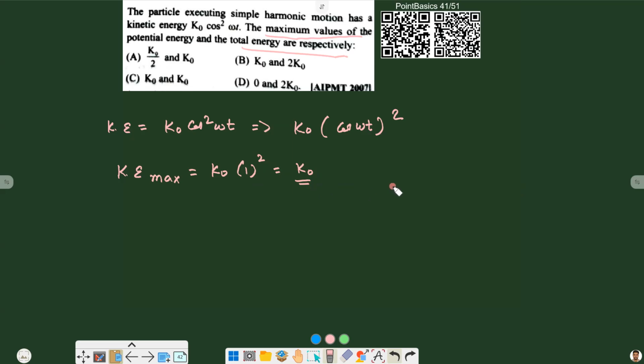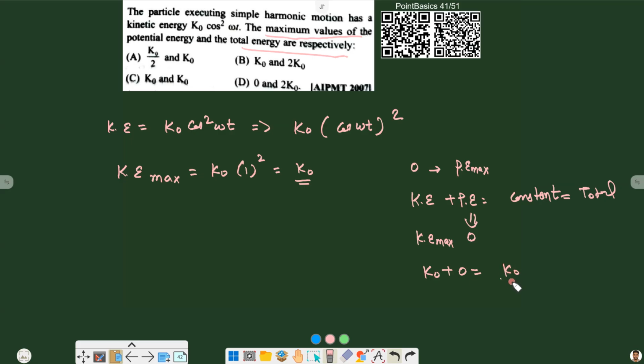And we know for SHM, the sum of kinetic plus potential is constant, and there are positions in SHM when kinetic energy is 0 and when potential energy is 0. When potential energy is zero, kinetic energy is maximum. Then the maximum value of kinetic energy is K node. K node plus 0 is equal to total energy, and that is constant. So total energy is also K node.